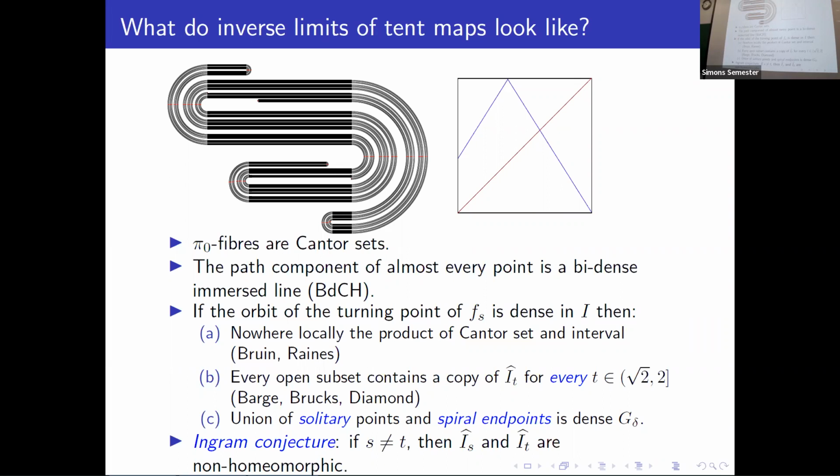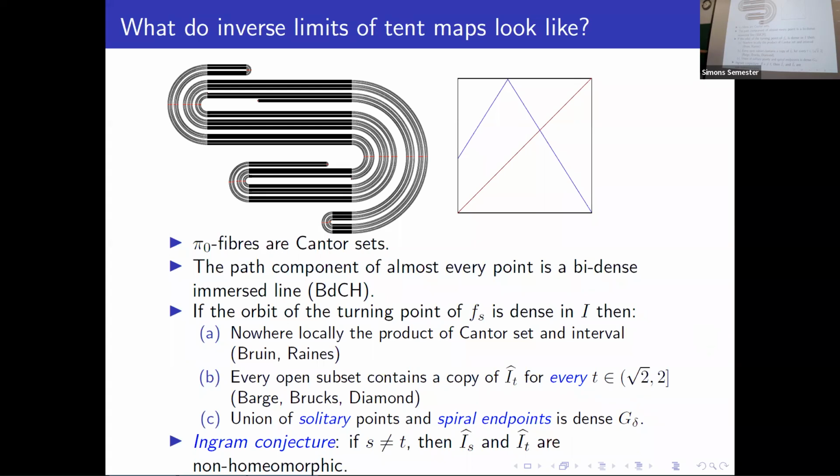I'm going to start with the positive facts, which say, well, these are relatively simple. So it's still true that the fibers, the intersections with each vertical line, those are still Cantor sets. So that's nice. This is going to be very important for what we do later, that if you take a typical point in the inverse limit and look at its path component, then that is a bidense immersed line. Okay, so almost every point, if you look at its path component, it winds around here, just in the way that it looks from the picture, as if it ought to wind around. Okay, so those are good things.